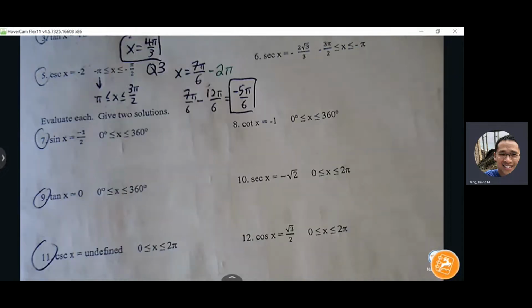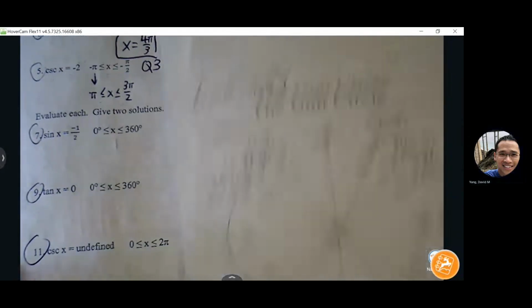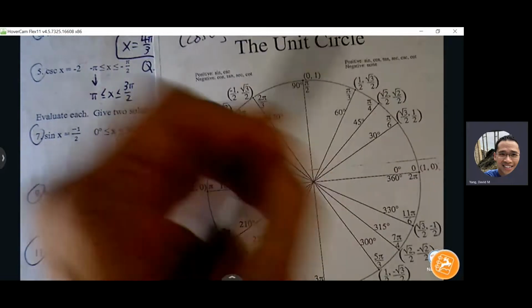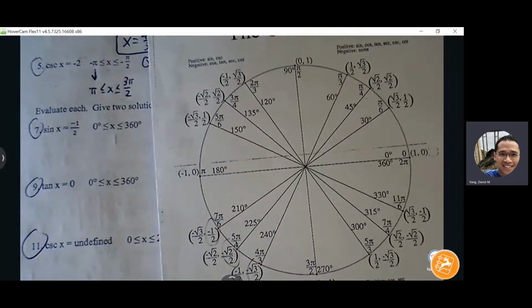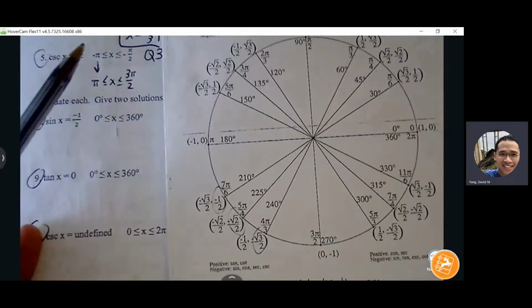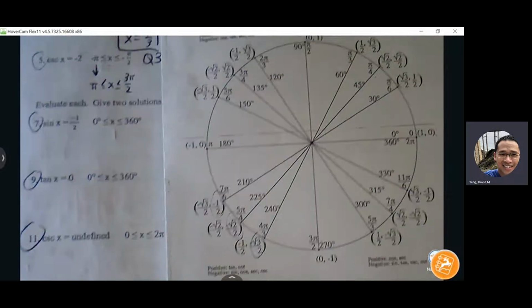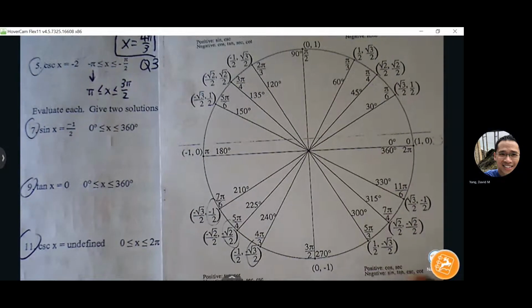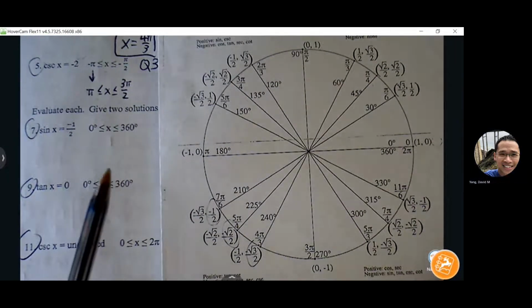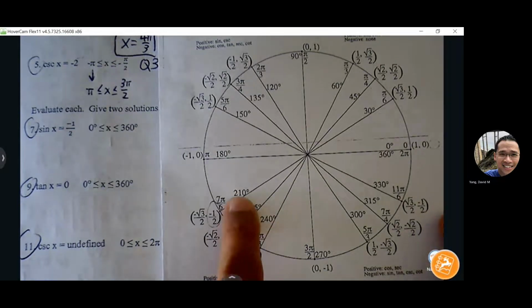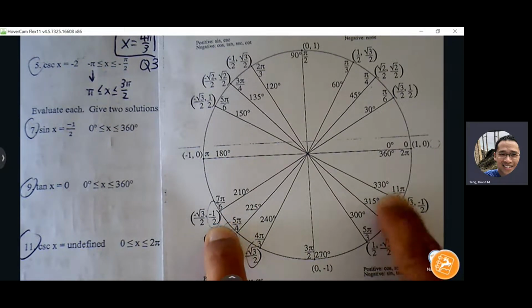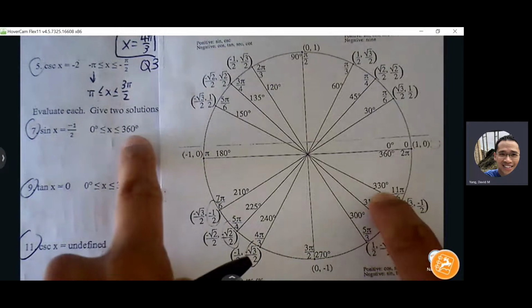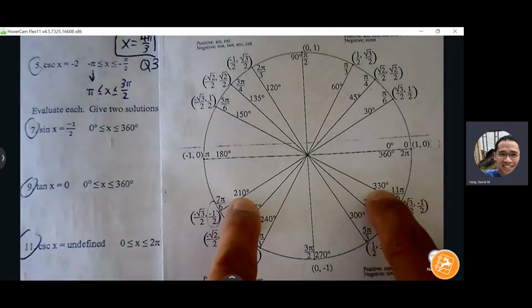Okay, so for 7, 9, and 11, it says give 2 solutions. So we want to look all over our unit circle. And we know sine is a y value, right? Where is sine going to be -1/2? So just look through all your unit circles. Where are you going to see -1/2 for your y value? Yeah, 2 places, right? 210 and 330. Those are the places where I'm going to get a y of -1/2. And I want to leave it in degrees because it's given in terms of degrees.